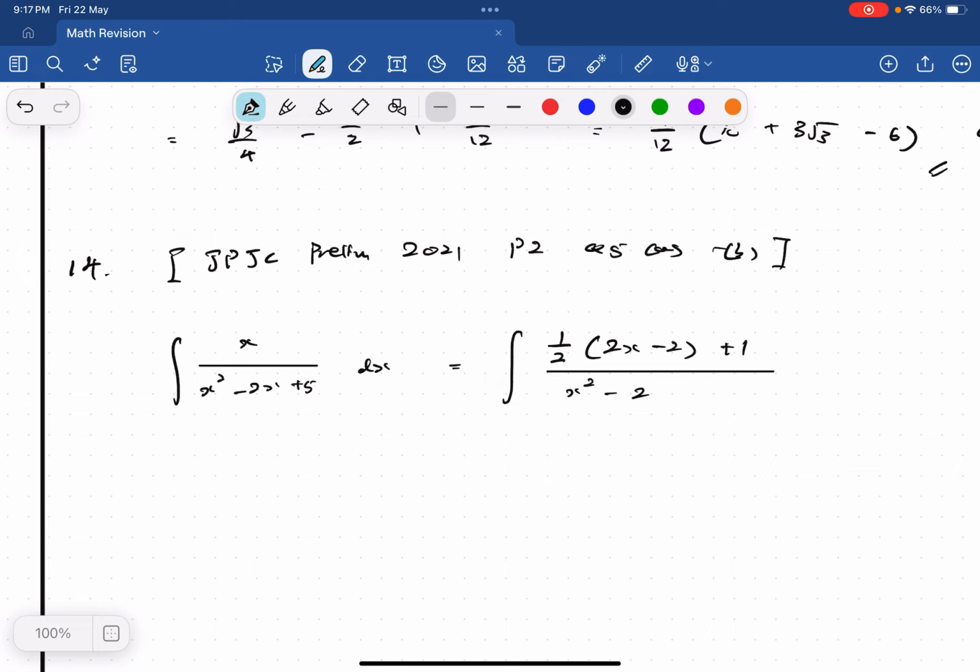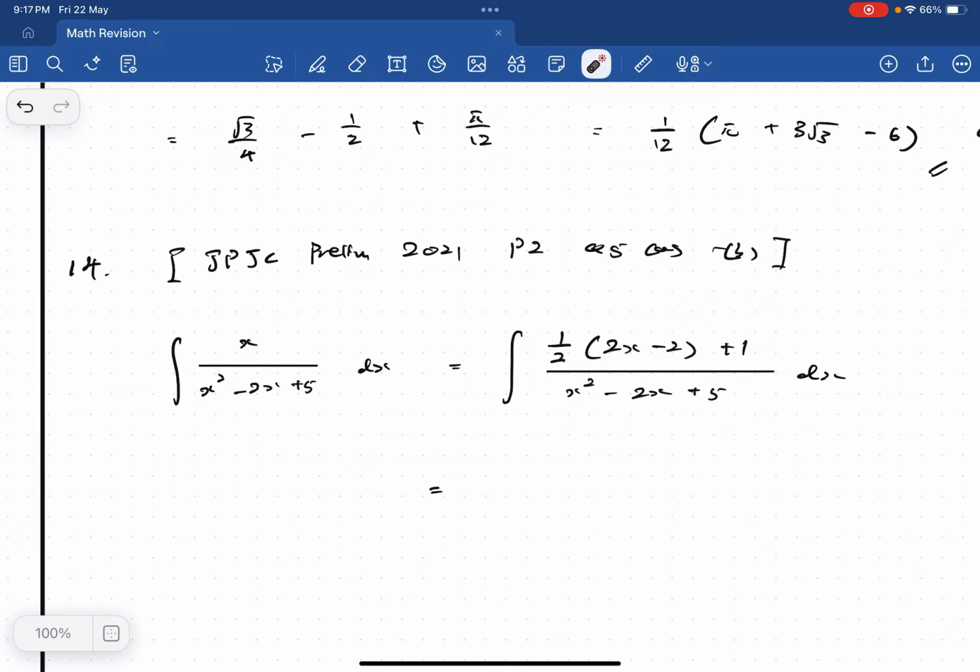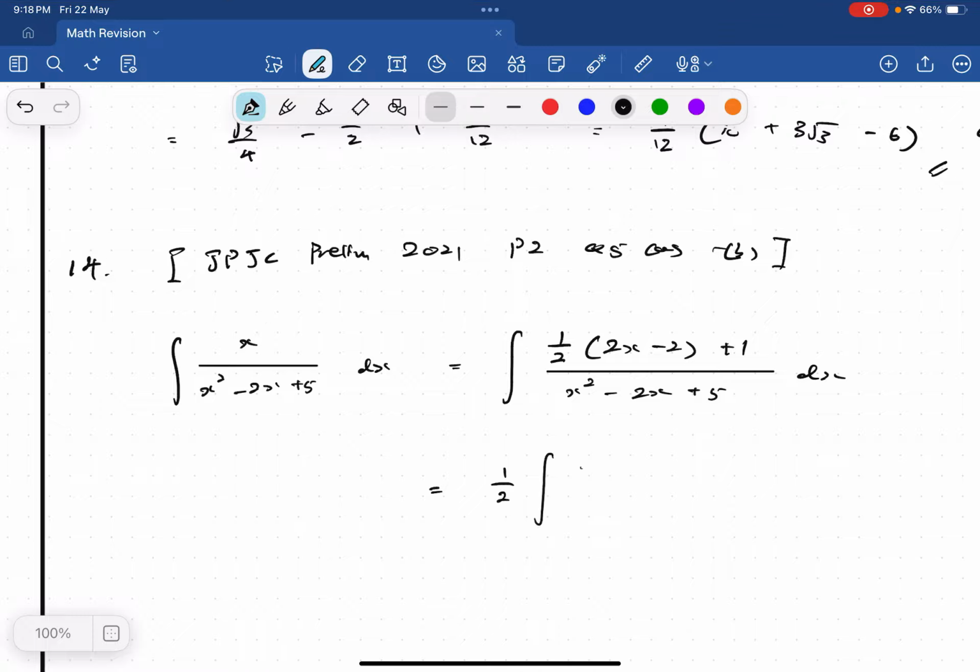So why have I chosen to rewrite it in this oddly specific way? You will see that now I have split the numerator into two terms. Originally I had just one term in the numerator. Now because I have two terms in the numerator, I can split this into two different integrals. So once again, me being me, I don't like to have a constant in my integral. Let's take that half out.